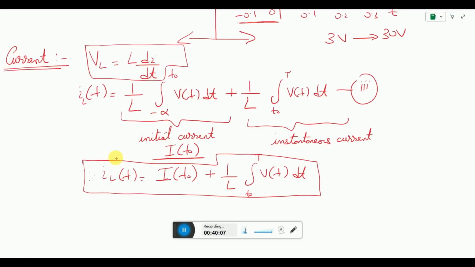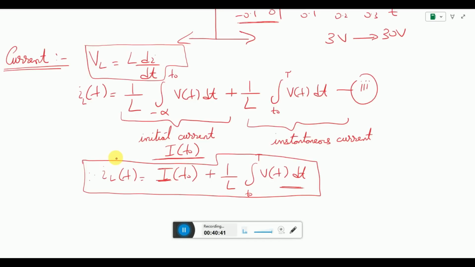Again, I t naught is the initial condition or the initial current that was already stored, and then the next portion of the current is the instantaneous current which we are interested in. So this is the equation that we use, and we are going to discuss this in the upcoming lectures. But at this point, we need to remember that whenever we are dealing with storage devices, whether they are inductors or capacitors, we always take care of the previous current or the initial current, and then we talk about the instantaneous portion of the current. So this is the mathematical expression of finding the current of the inductor.